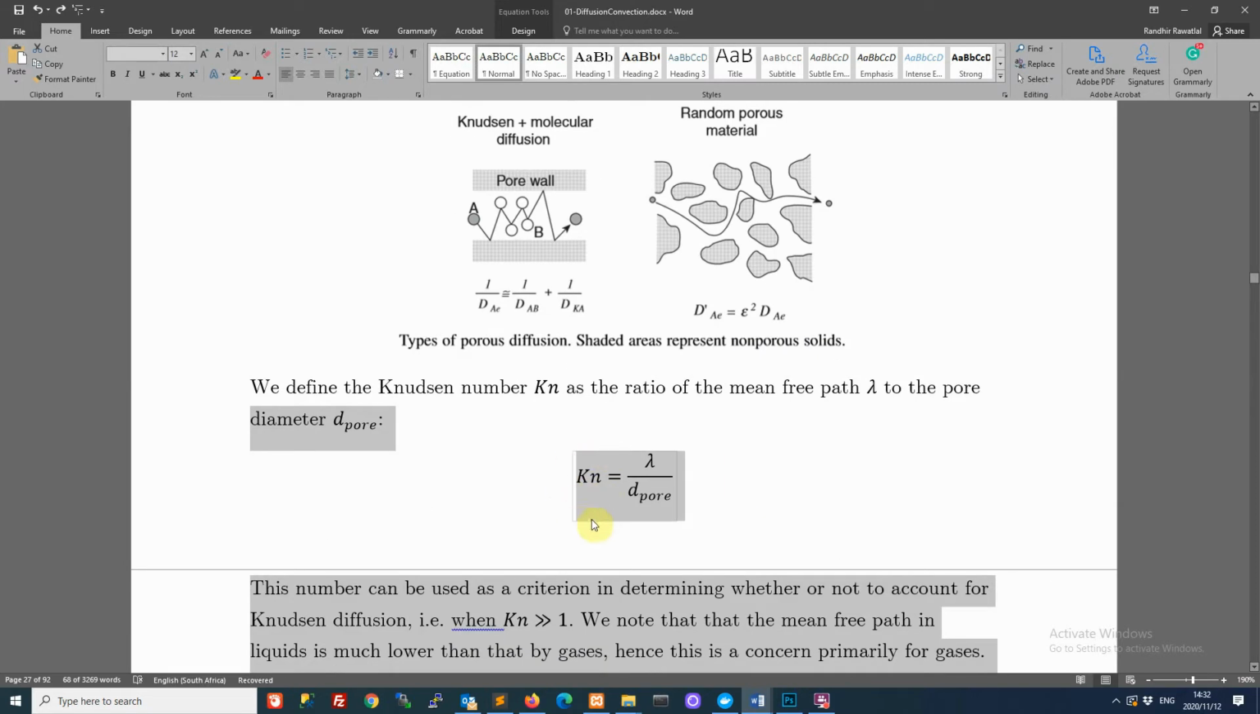And you can use the Knudsen number to work that out. So you estimate the Knudsen number as the ratio of the mean free path. And if you read earlier, you'll see we have ways of estimating the so-called mean free path of the molecules. And then the diameter of the pore, as we said, we can get from a BET experiment. So you can estimate a value for Knudsen.